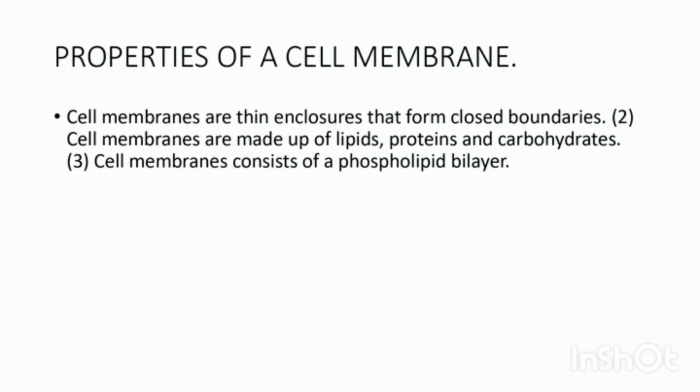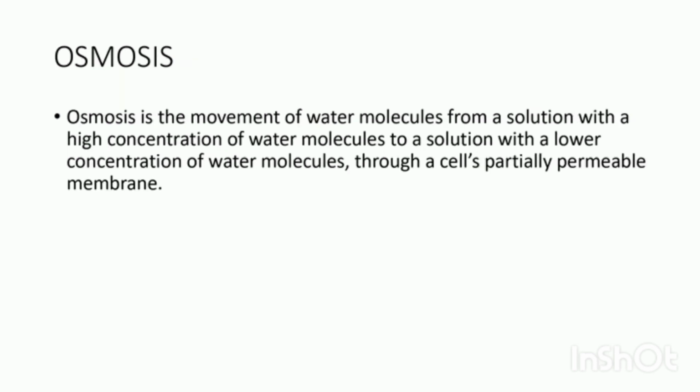What is osmosis? Osmosis is the movement of molecules from a region of high concentration to a region of low concentration across a semi-permeable membrane. Underline the term semi-permeable membrane, because osmosis includes a semi-permeable membrane. On the next slide, there is a diagram showing osmosis.